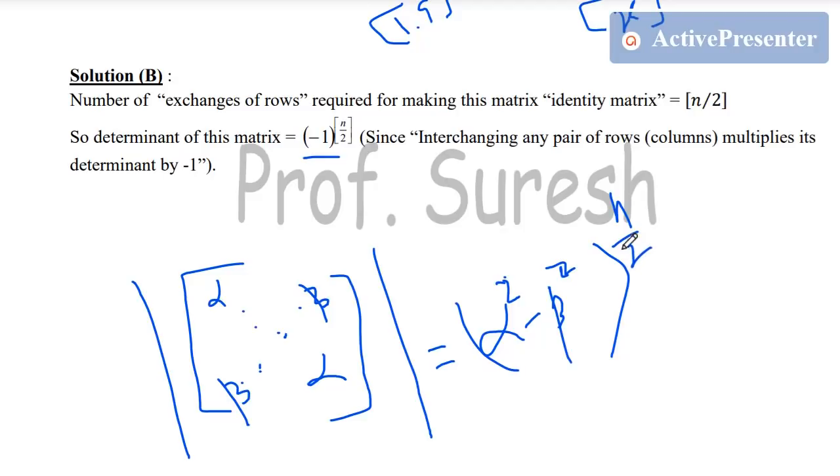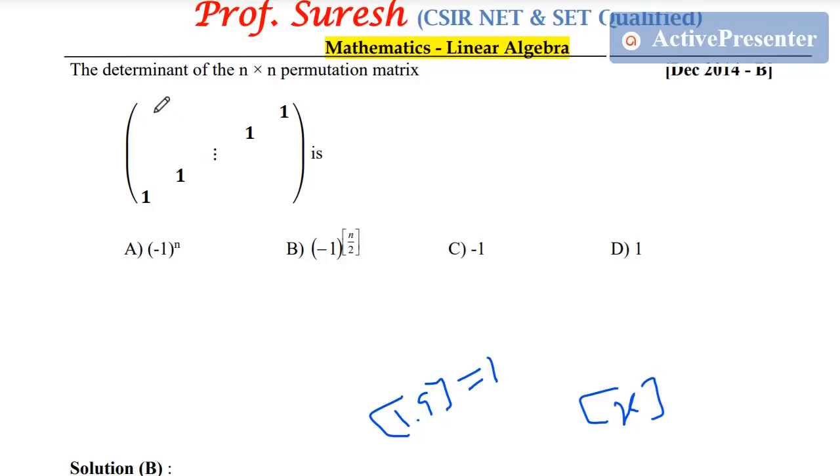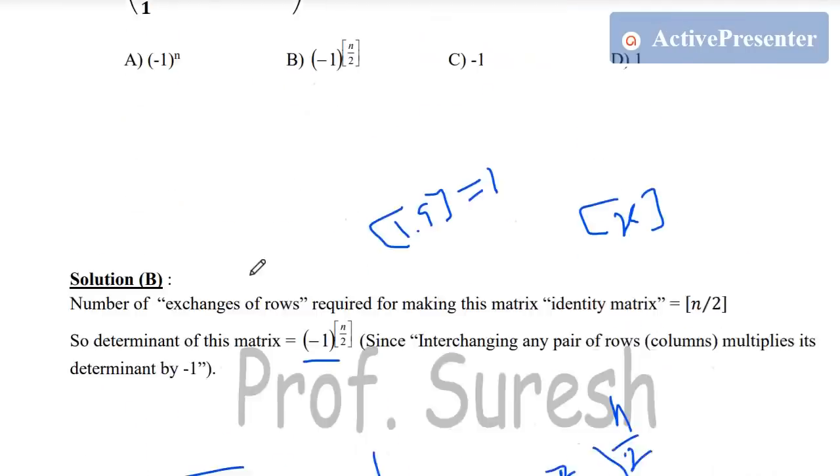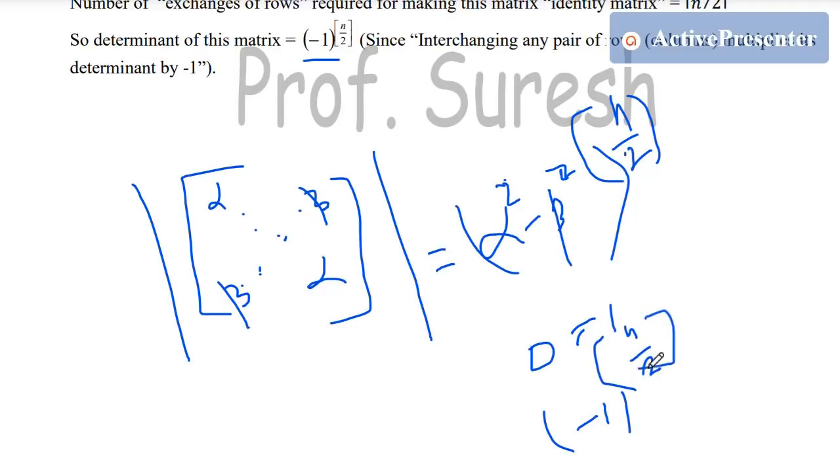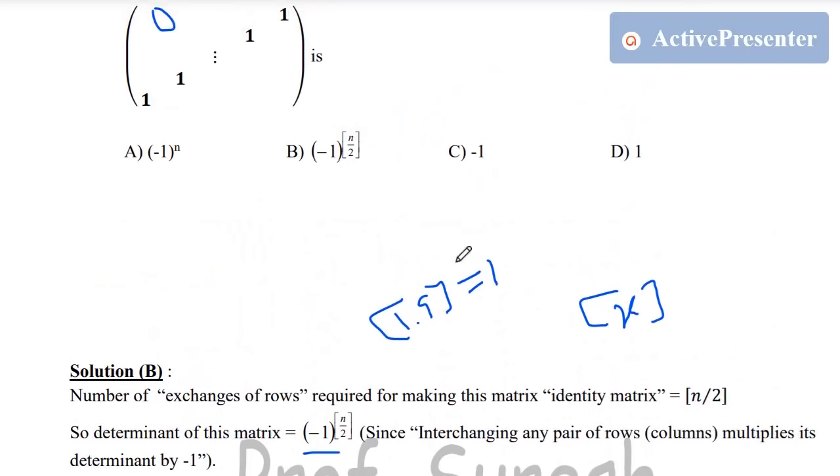In the given matrix alpha is 0, because here no element is given, meaning these places are 0, and beta is 1. So substitute alpha as 0 and beta as 1: (0 minus 1 square), we get 1 only, power n by 2. So we get the answer minus 1 power [n by 2]. This n by 2 is also the greatest integer value. So this is the answer. This is in solution B.